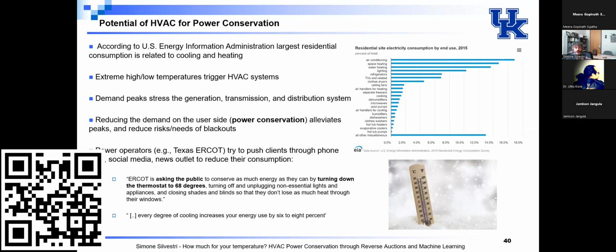So in order to reduce the demand on the user side, what you can try to do is to introduce some power conservation, so try to reduce the demand by having, for example, dynamic pricing. But this is sometimes ineffective, like it was ineffective in Texas, because people just didn't care about how much they were paying. They just didn't want to freeze. So what ERCOT, the system operator there in Texas during that time, tried to do was to publicize on newspapers and social media a message telling people to reduce their HVAC setting, or heating setting in that case, in order to try to reduce the energy consumption. Of course, this is a very archaic and ineffective way of doing things.